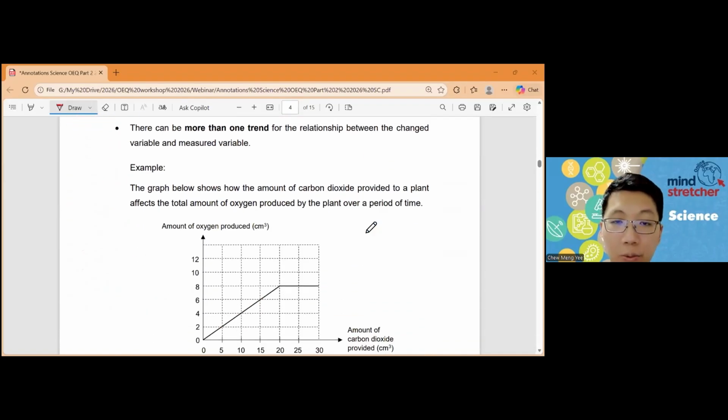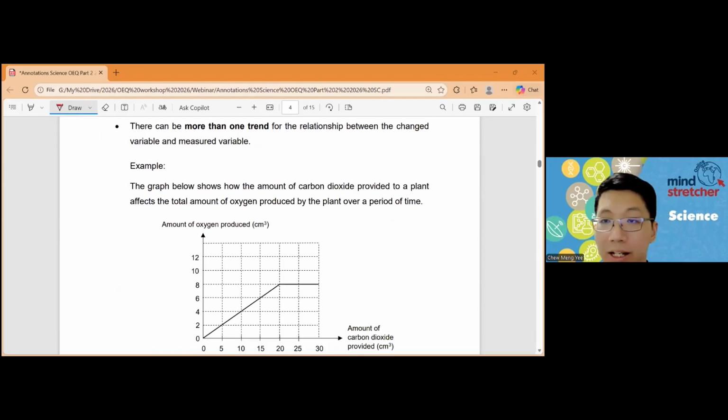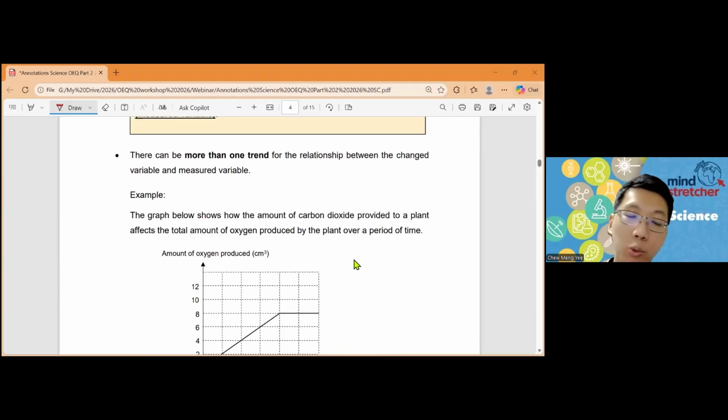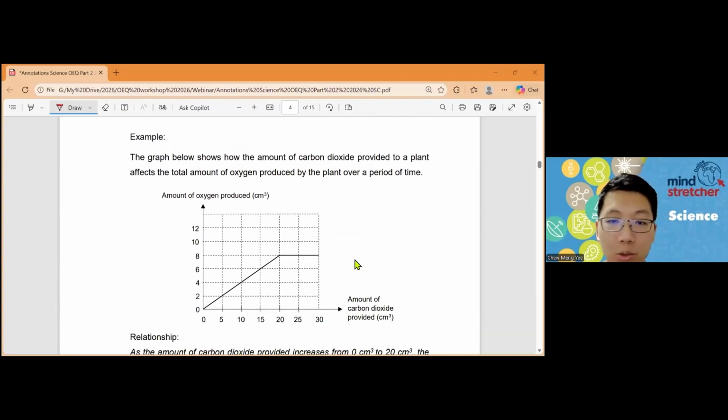Then there are cases whereby there are more than one trend. This is more for those in P5 and P6. I understand that there are some of you who are not in P5 or P6, so you are unlikely to see questions with two trends. But if you are in P5 and P6, then please already start understanding what trends are, and there are usually two. There can still be one trend tested, but a lot of times more recently they like to test two trends.